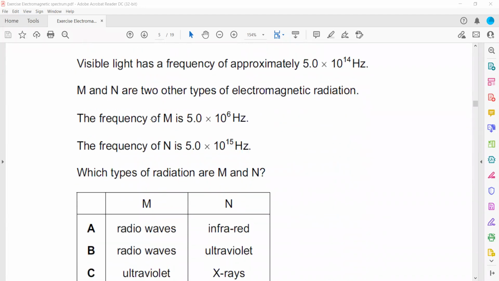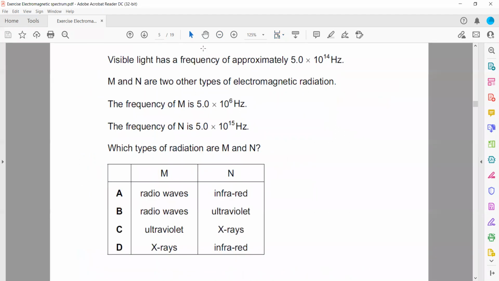The visible light has a frequency of 5 into 10 to the power 14. This is the frequency of the visible light, the light which we can see. There is M which has a lower frequency than visible, and there is N which has a higher frequency. The frequency of M is 5 into 10 to the power 6, which is less. And for N it is 5 into 10 to the power 15.